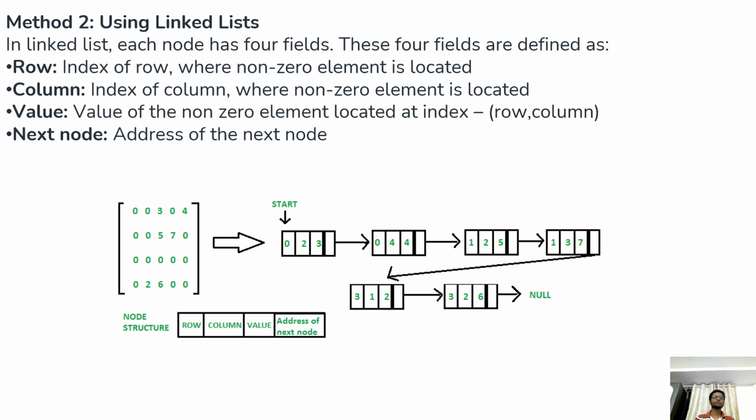Next method is using linked list. In the linked list, each node has four fields. These four fields are defined as row, column, value, next node. The first one is row, index of the row where the non-zero element is located. Column, index of the column where the non-zero element is located. Value, value of the non-zero element located at index, that is row, column. Next node, address of the next node.